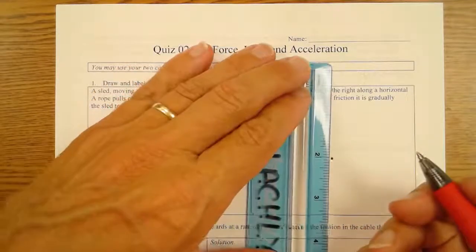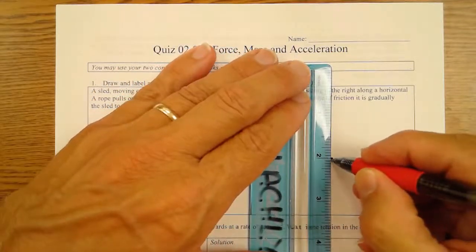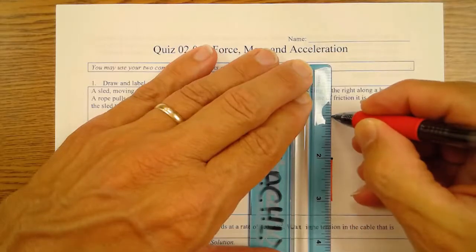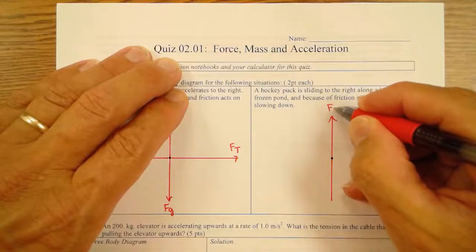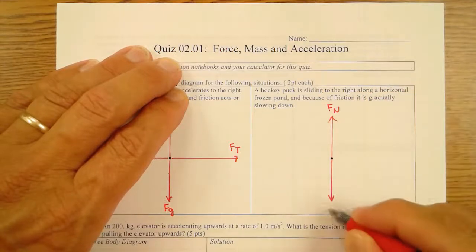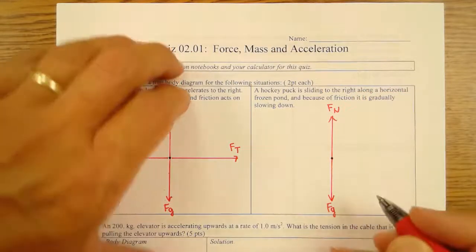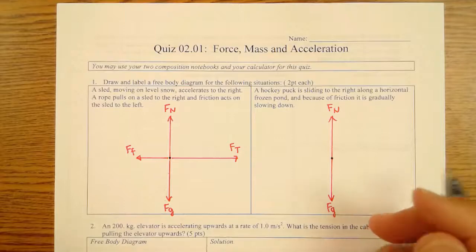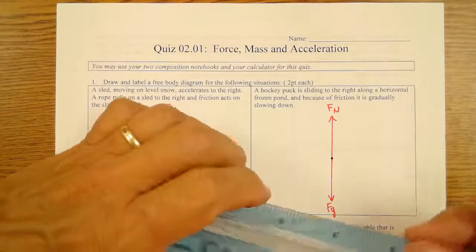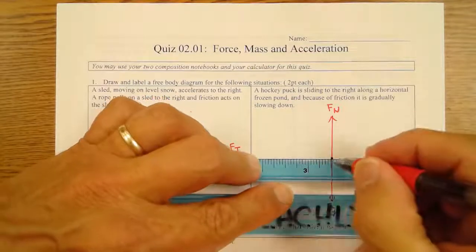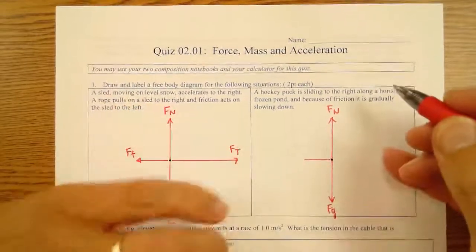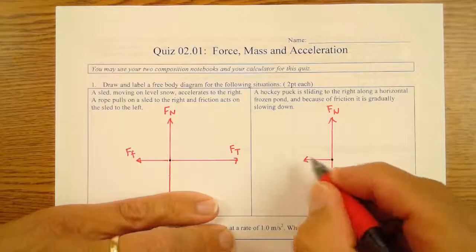For the second one, we have a hockey puck. It's sliding on ice. And so again, we have weight going downwards, and we have a normal force going upwards. We label those F sub n for the normal force, and the gravity force is the weight. And in this case, it's sliding to the right, but friction is the only thing present, and it's moving to the right, so friction acts to the left, and friction is slowing it down.